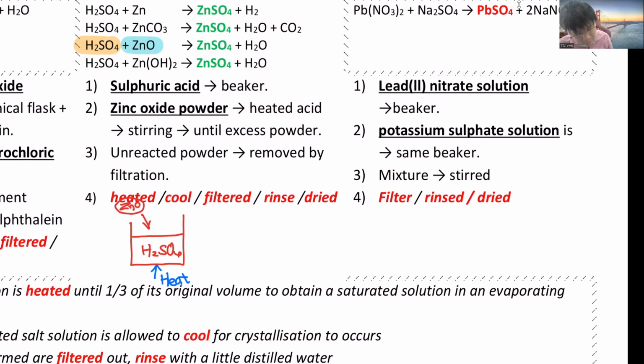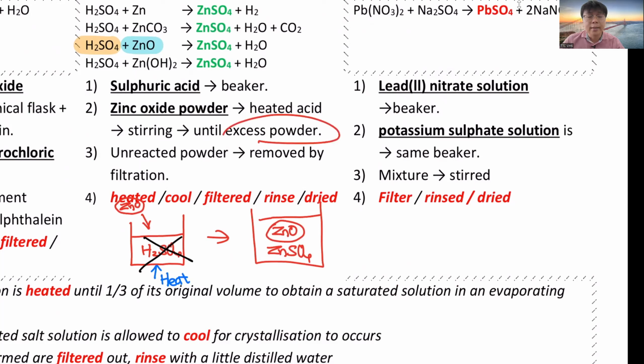After you add the zinc oxide powder, you stir until it is in excess. Excess means the sulfuric acid has been used up: when you add powder until there is no more reaction, all the acid is finished. Inside will be zinc sulfate solution plus the excess zinc oxide powder.